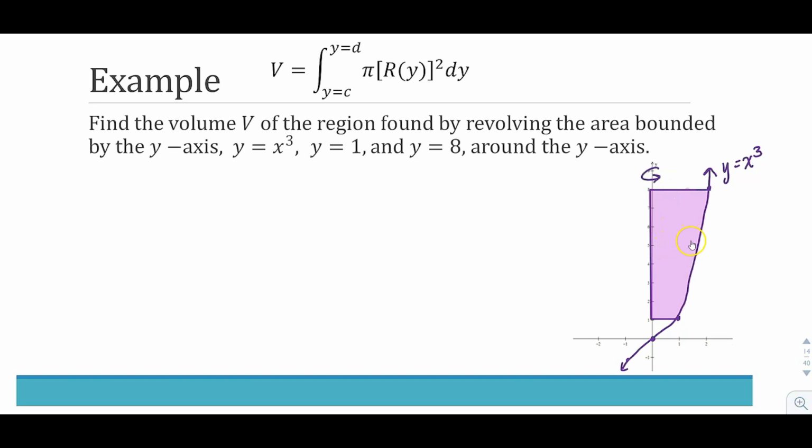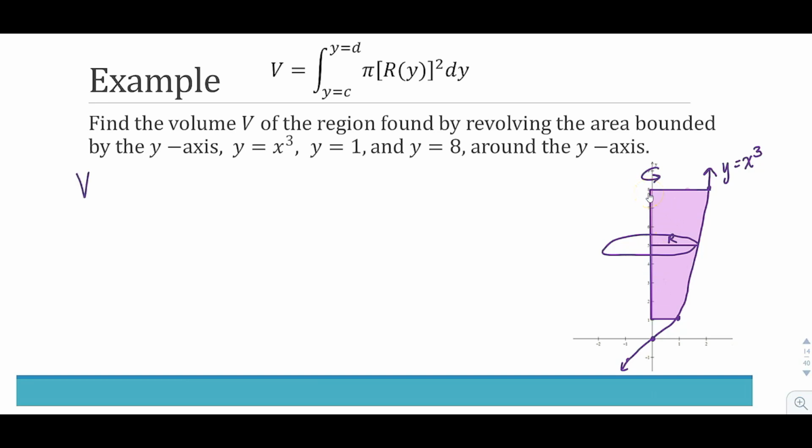So this time our cross sections are going to be perpendicular to the y-axis. If I think about rotating this, I would have my cross section as a disk that is perpendicular to the y-axis. So here is the radius of my disk that extends from the y-axis to my function y = x³. So my limits of integration are going to have to be y values. So we're going to extend from 1 to 8.